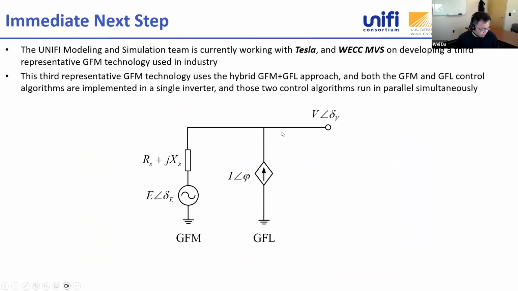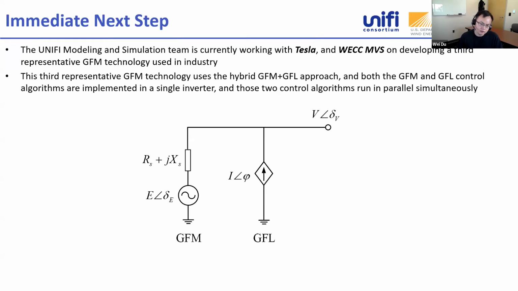And finally, I'd like to provide an immediate next step. We approved the REGFM A1 model and the REGFM B1 model, which basically represent droop control and virtual synchronous machine control. We thought those two controls represent the mainstream grid-forming controls used in the industry, although different manufacturers will probably have different fault ride-through controls. But based on our recent collaboration with Tesla, we realized there is another representative grid-forming technology used in the industry, mainly by Tesla.